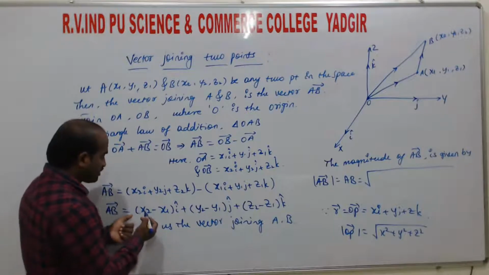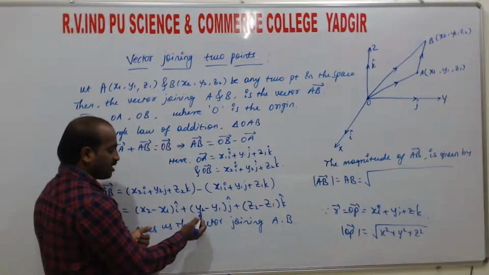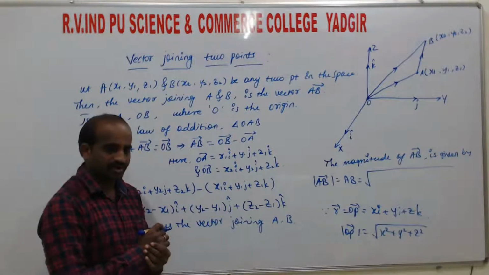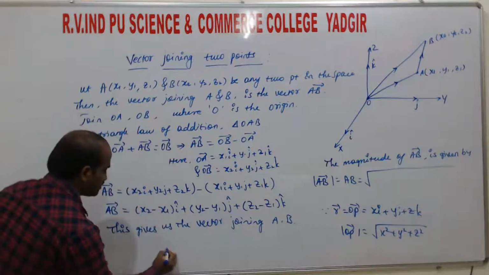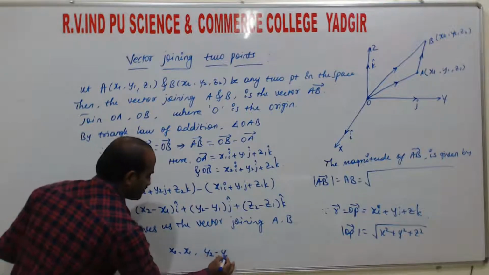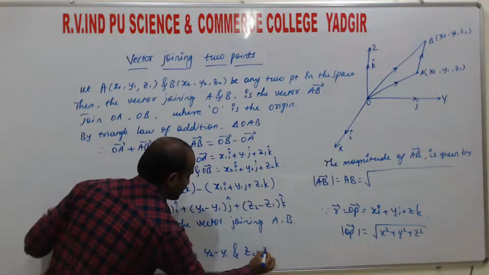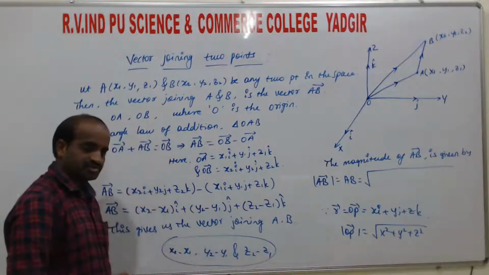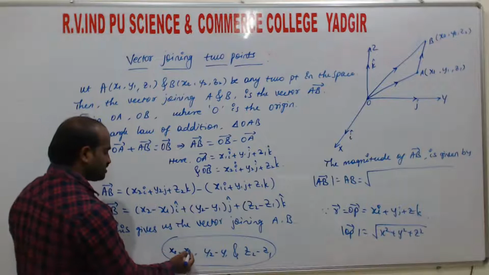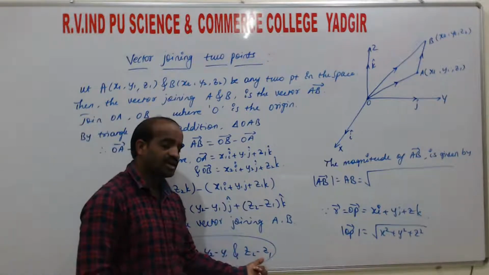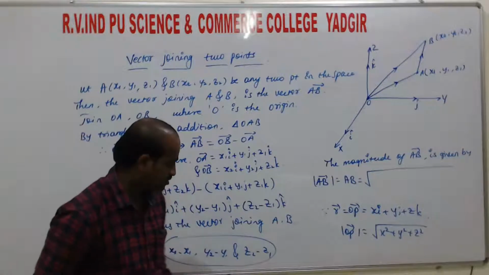Now x2 minus x1, comma y2 minus y1 and z2 minus z1 are the scalar components. Now x2 minus x1 i, comma y2 minus y1 j and z2 minus z1 k are the vector components.